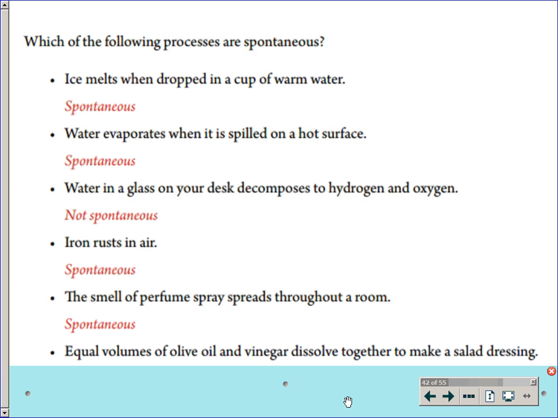And then equal volumes of olive oil and vinegar dissolved together to make salad dressing. CJ's table? No. Why not? Right, there's no favorability for those two things to mix. The olive oil is a non-polar thing. It's very oily, it's very fatty, and the vinegar is more like water. So we know water and oil don't mix together, and you're never going to make it mix unless you put soap in it, which is an intervention.